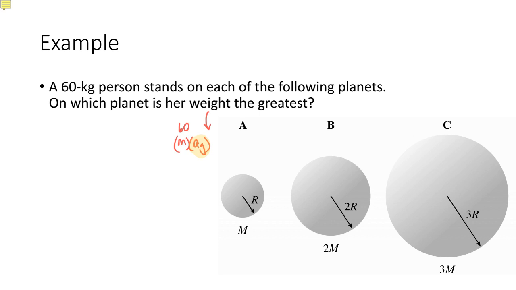If you look at these planets, you'll notice that this says M and R, 2M, 2R, and 3M, 3R. That means that of these 3 planets, A is the densest because its radius is small. And as the object's radius increases, its volume is increasing at a larger rate. This object here is the densest, and that would allow it to have the greatest weight. Let's take a look at why.